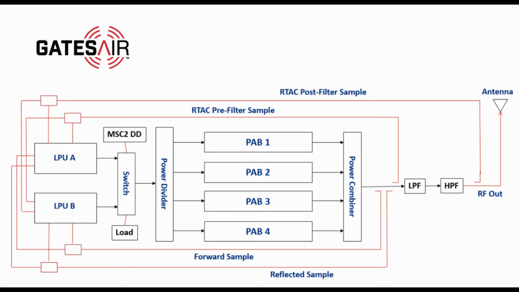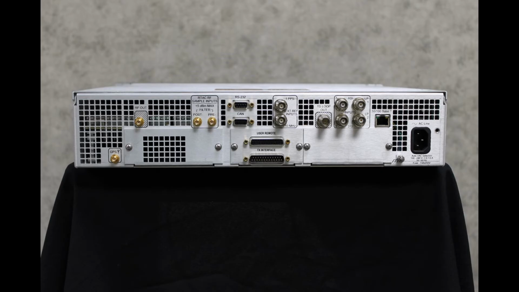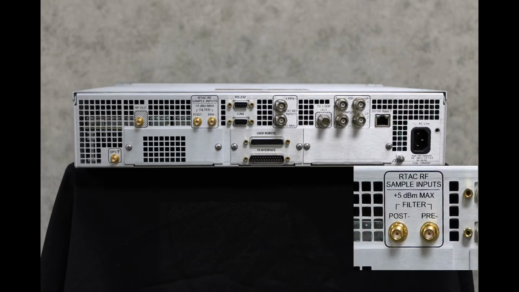In order for RTAC to function correctly, two samples are required: a pre-filter sample that is before the low-pass filter, and a post-filter sample, which would be after the station combiner and bandpass filter. These are labeled in the drawing above as RTAC pre-filter sample and RTAC post-filter sample. These two RF samples will terminate on the exciter or LPU on the SMA bulkheads labeled filter post and filter pre.